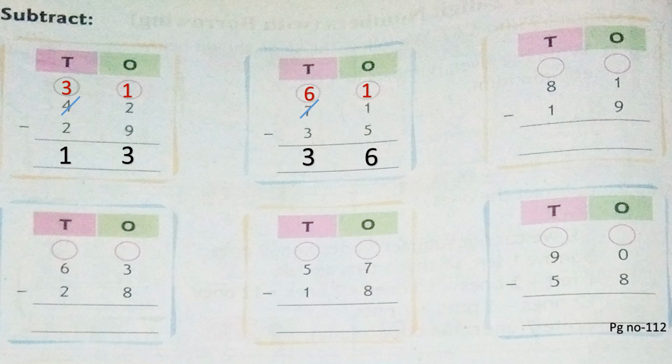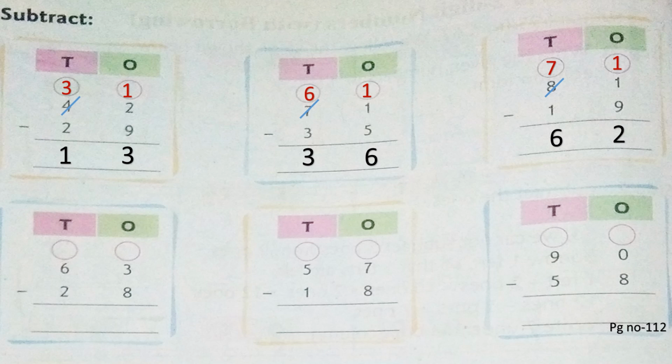Let's go to the next sum. Let's carry 10. So we have 11 in ones place and 8 is going to be 7. 11 minus 9 is 2 and 7 minus 1 will be 6. Good. We'll go to the next sum.